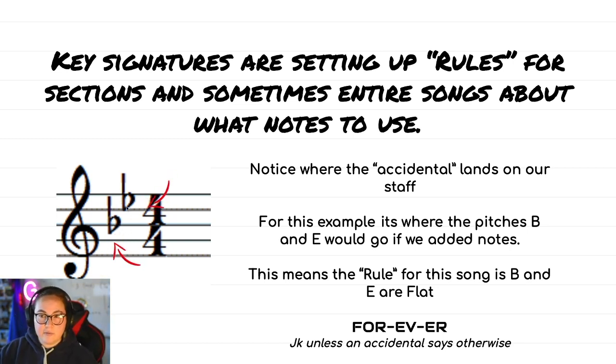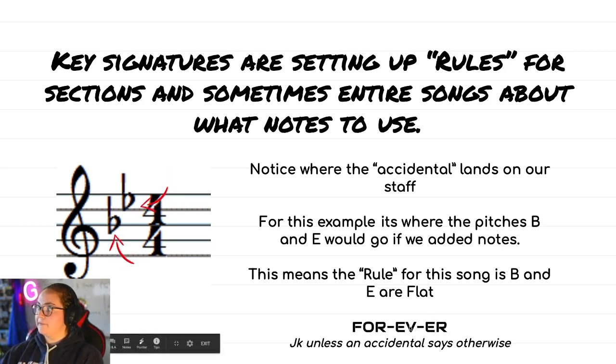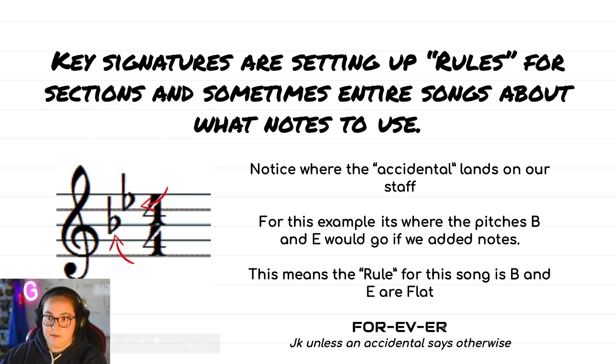If I look at this one, it falls inside the top space, and we know our spaces spell F-A-C-E, that means this top space E, all of our E's are going to be flat. Now, it doesn't mean just top space E is flat. It means all E's are flats. Low E's, high E's, middle E's, E's, E's, E's, they're all flat. Same for the B's, okay? They are flat forever, unless there's an accidental that says natural.